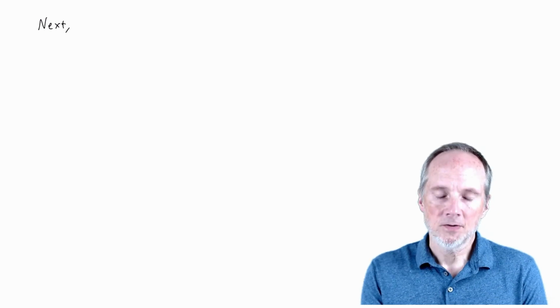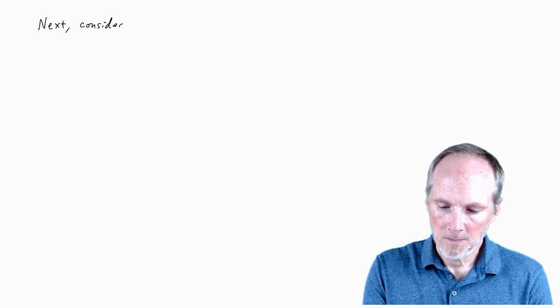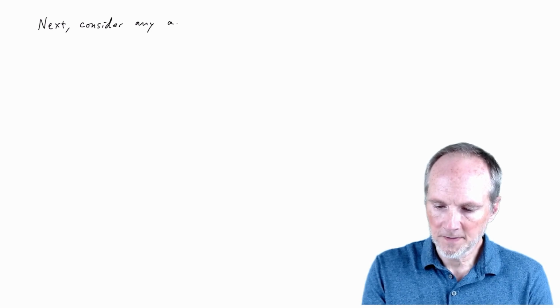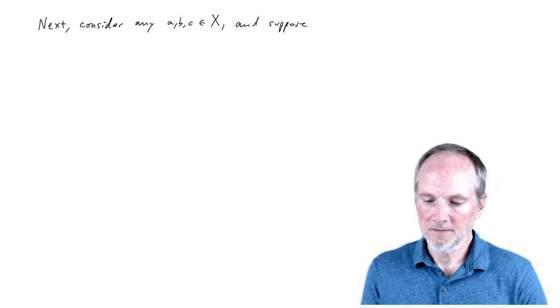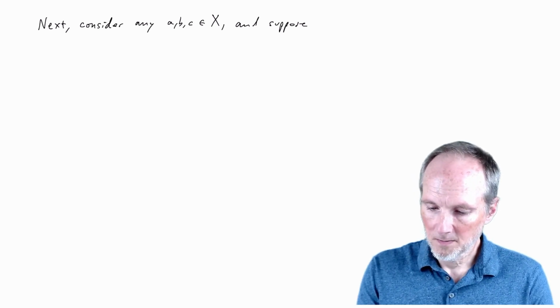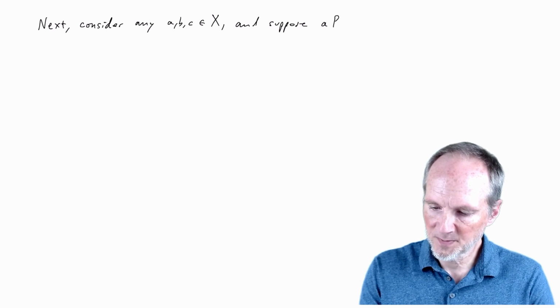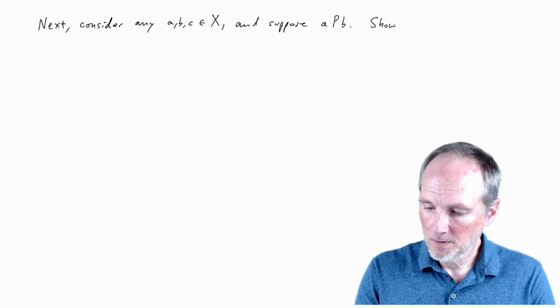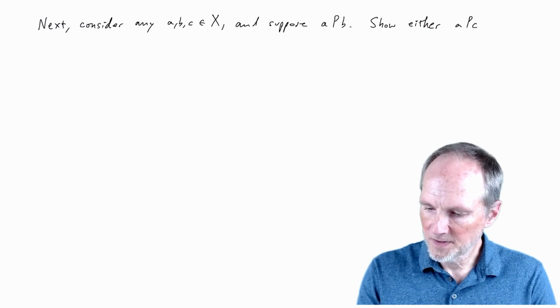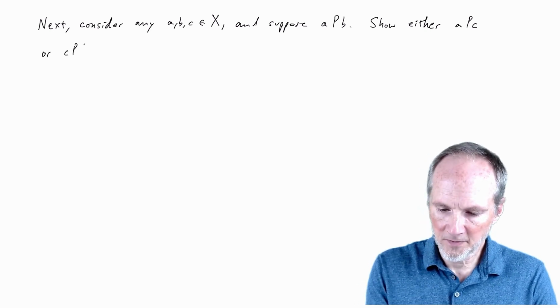Next, we need to show that P is negatively transitive. To do that, we're going to consider any three alternatives, and we'll suppose that the antecedent condition of negative transitivity holds. We'll put A in for X, B in for Y. So we'll suppose A is strictly preferred to B. And we need to show that either A is strictly preferred to C or C is strictly preferred to B.